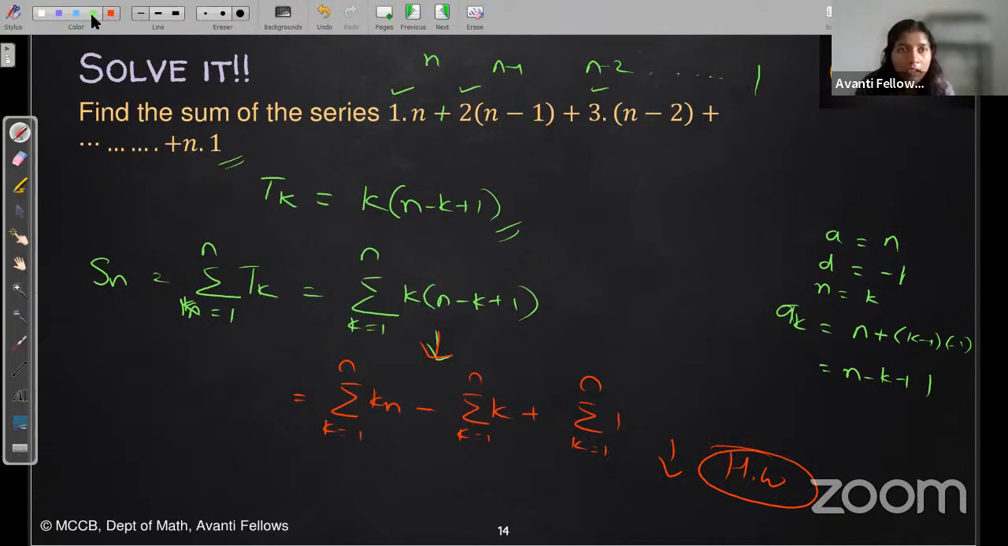Fine. So have you all understood this? Any doubt in this? Let me know. Any doubt in this? YouTube students as well as Zoom, any doubt in this?